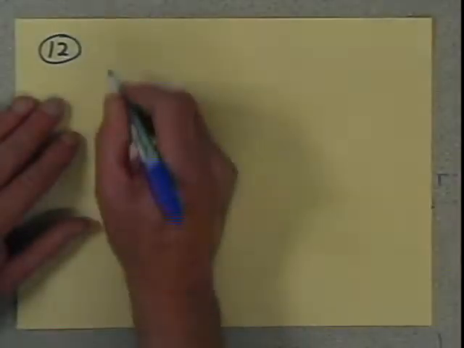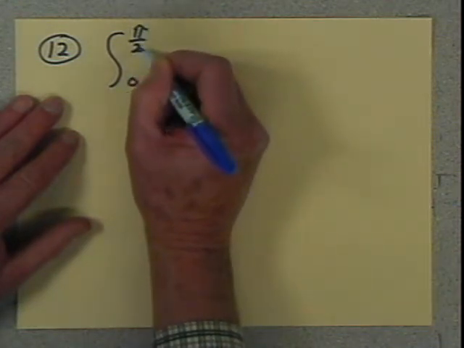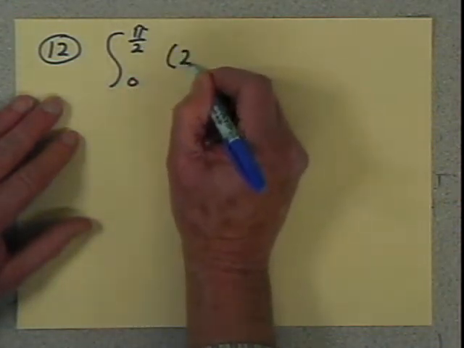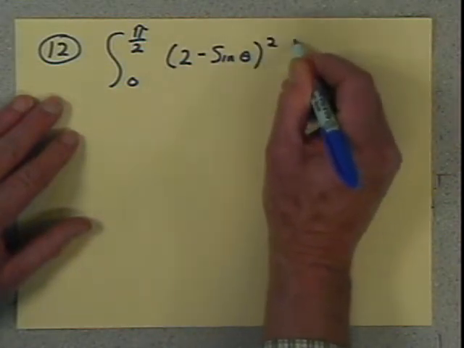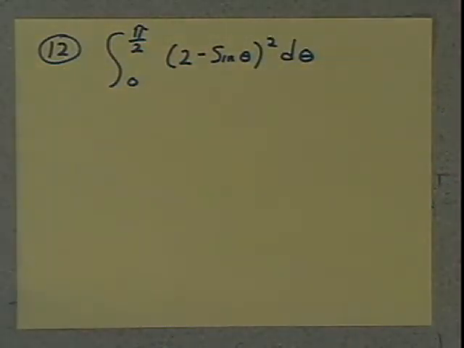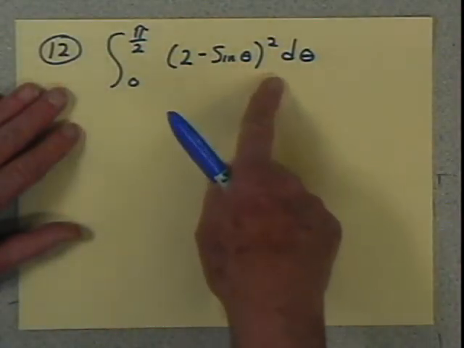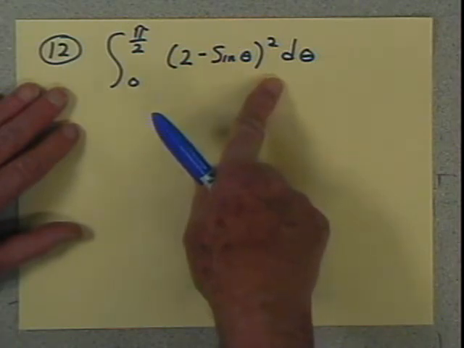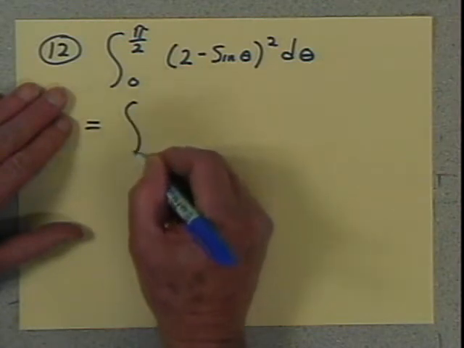Okay, number 12 is a definite integral. It goes from 0 to pi over 2, and it's 2 minus the sine of theta quantity squared d theta. Okay, where did you begin? Did you have any ideas? Just multiply that out and find it. I think that's not a bad idea, because then you've got sums and differences, and you can integrate them individually. Okay, I like that.